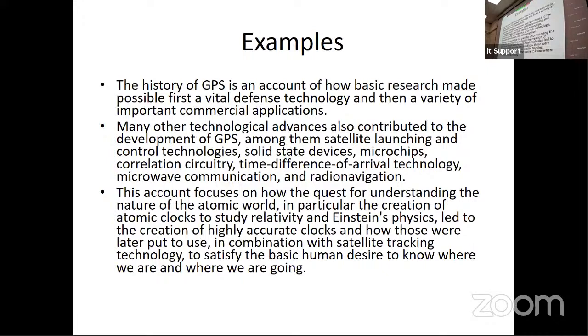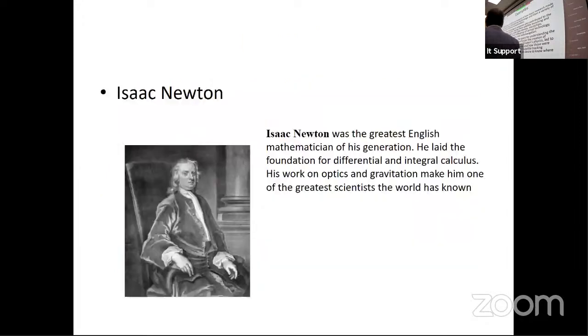GPS is another. Today, we are using GPS left, right, everywhere. But it's an account of how basic research made possible the vital defense technology and then a variety of important commercial applications. Today, we're only looking at commercial applications, looking at math. But it's very important to realize how the GPS was impacted by fundamental basic science. And then, of course, there came satellite launching, control technology, solid state device, microchips. It's amazing to think of how much of technology has come because of basic science. So basic science is a very important thing.